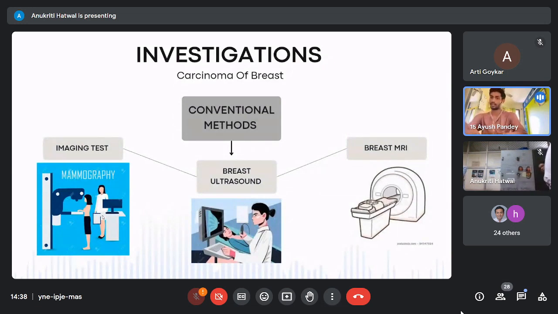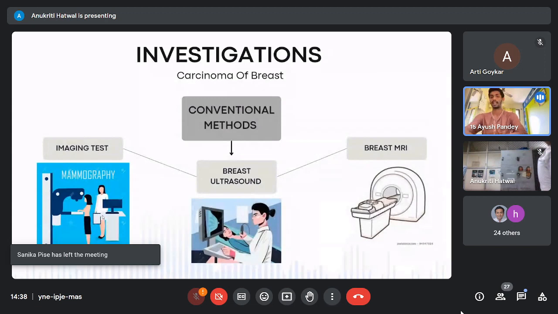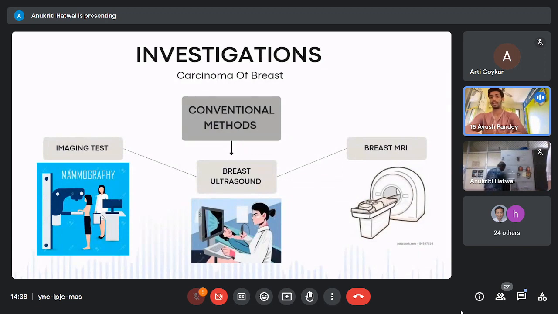In conventional methods, there are three types. The first is the imaging test, which includes the mammogram, which uses low doses of X-rays. The second is the breast ultrasound. This is done in cases of fluid-filled cysts because a mammogram cannot detect them.